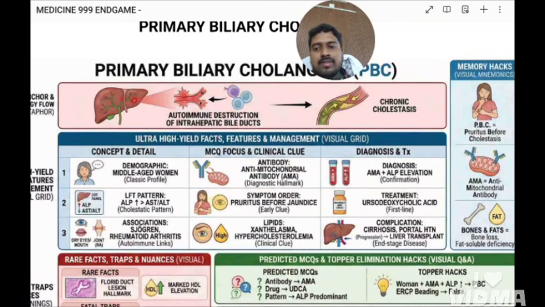Associated with this, when you do lab tests, you will see an LFT pattern in which there is raised ALP, which is a cholestatic pattern, and AST and ALT will be lower than ALP. When you do antibody testing, you will see anti-mitochondrial antibody, AMA, is positive, which is the diagnostic hallmark of primary biliary cholangitis. So AMA along with ALP elevation is confirmation. Associated features are Sjogren's and rheumatoid arthritis, because this is an autoimmune disease, so you will have a link with autoimmune diseases. Then you will have lipid findings, that is xanthelasma and hypercholesterolemia, which is also a clinical clue. Treatment is UDCA, which is used for cholestatic jaundice. Complications are cirrhosis, portal hypertension, liver transplant.